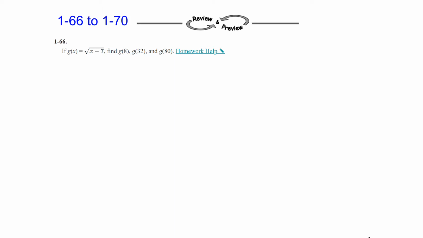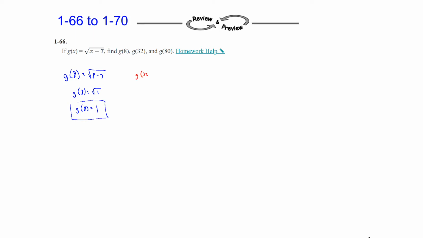Question 66. If g of x equals the square root of x minus 7, find three things. First one is g of 8. So we'll plug in 8 wherever there's an x. Simplify: 8 minus 7, and then what is the square root of 1? The square root of 1 is 1. So that's all we're doing, evaluating three different ones.